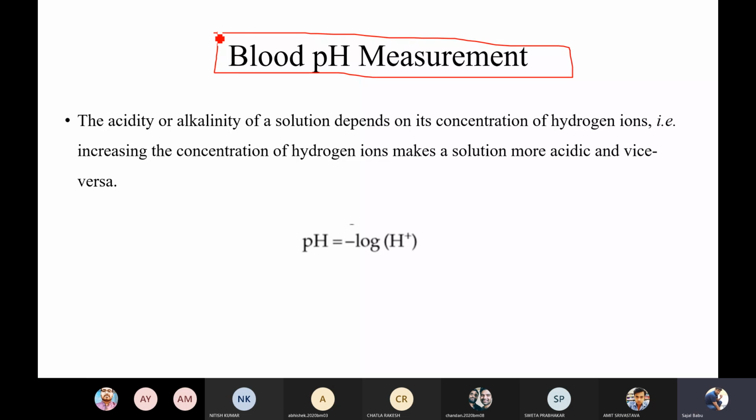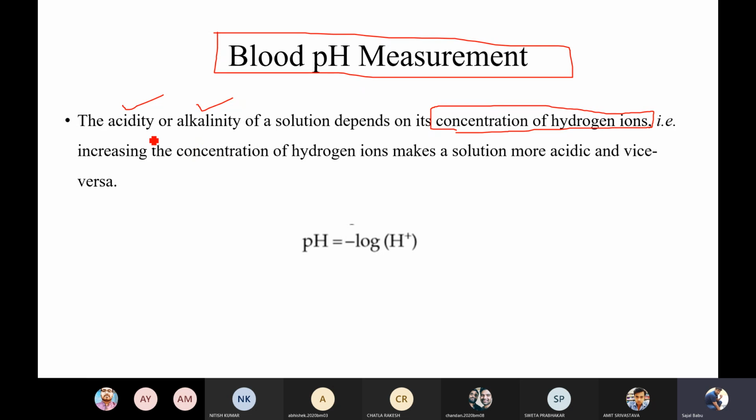Okay, so let us see what a blood pH measurement is. As you know from physics or chemistry, pH is nothing but the concentration of hydrogen ions, right? This concentration of hydrogen ions determines whether the solution is acidic or alkaline, which you can also call a base.